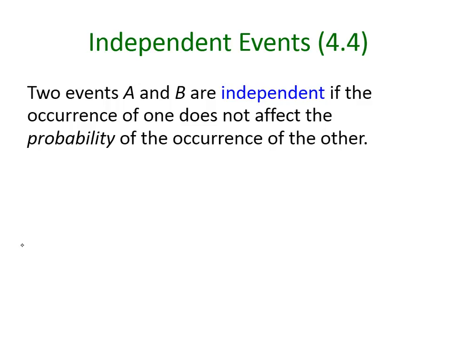Independent events may be that if we were to flip a coin and roll a die, those would be two independent events. Whether I flip the coin and get a heads or a tails, it's not going to change what number I'm going to roll on my die. And so those would be two different independent events.